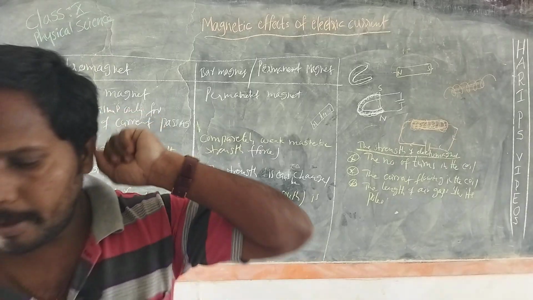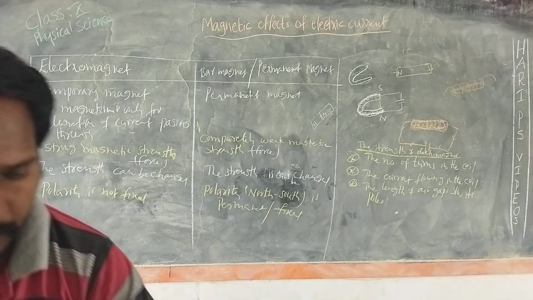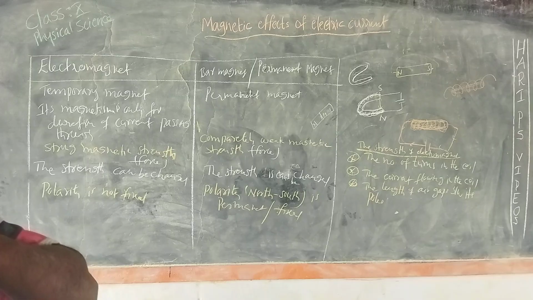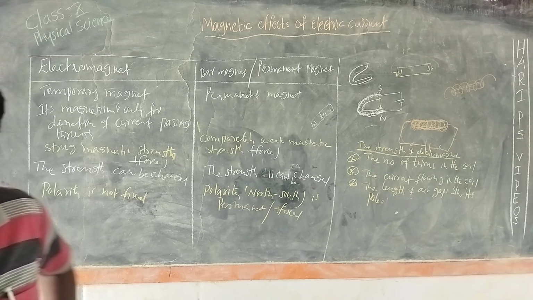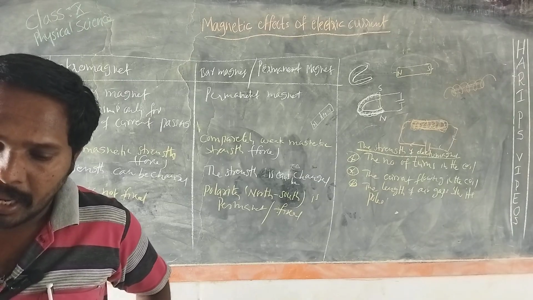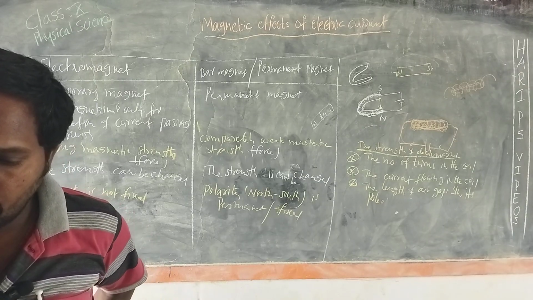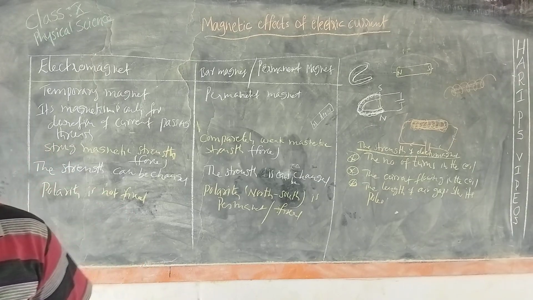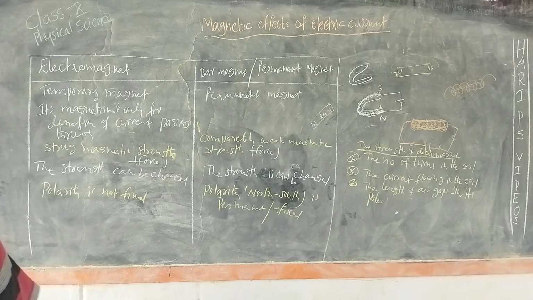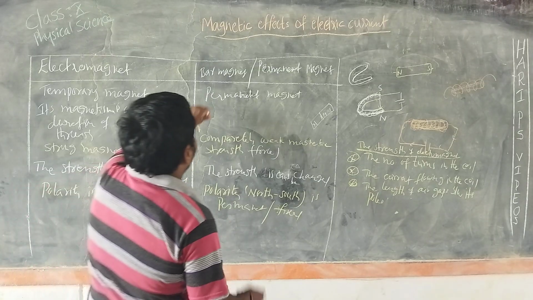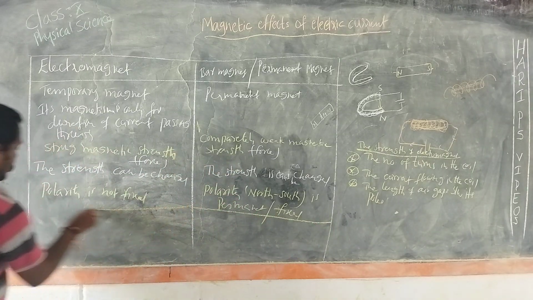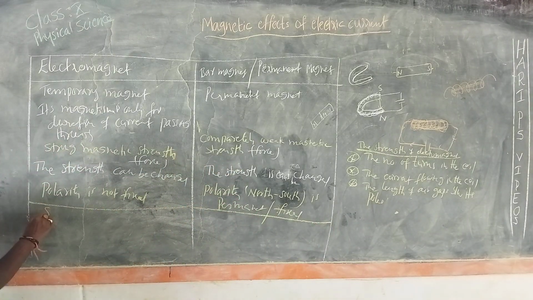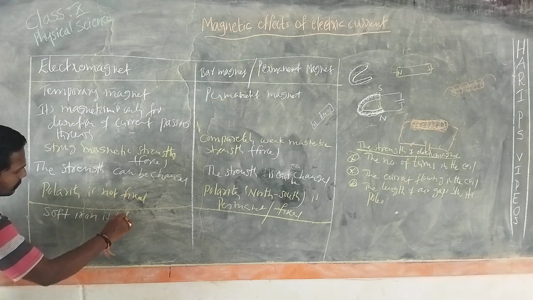So permanent magnets are usually made of alloys such as carbon steel, chromium steel, cobalt steel, tungsten steel, and alnico. Alnico is an alloy of aluminum, nickel, cobalt, and iron. So how are these bar magnets, permanent magnets, made? Soft iron is used for electromagnets.